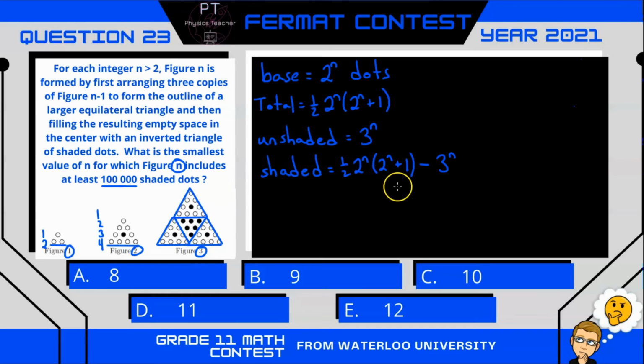Now if you were to try some values of n, such as n equals 8, you would get the total number of shaded dots to be 26,335. Not quite 100,000 yet, but if you put n equals 9 into that equation, you would get 111,645. So that is the figure that will give you at least 100,000 dots. So our answer is B.